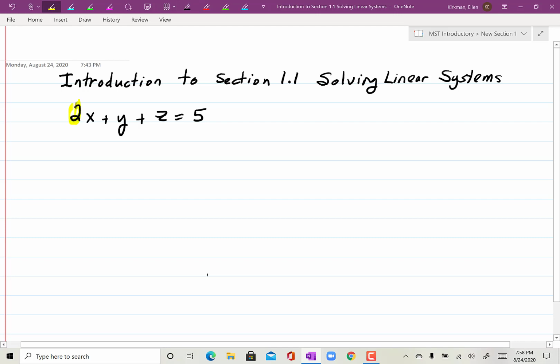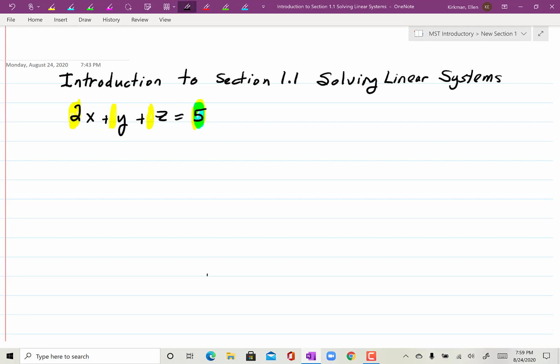And so that would be like this 2. There's actually a coefficient of 1 there, another one of 1 there. And then we have something on the right-hand side, which is really different. Maybe let's color it different. And that's the 5.